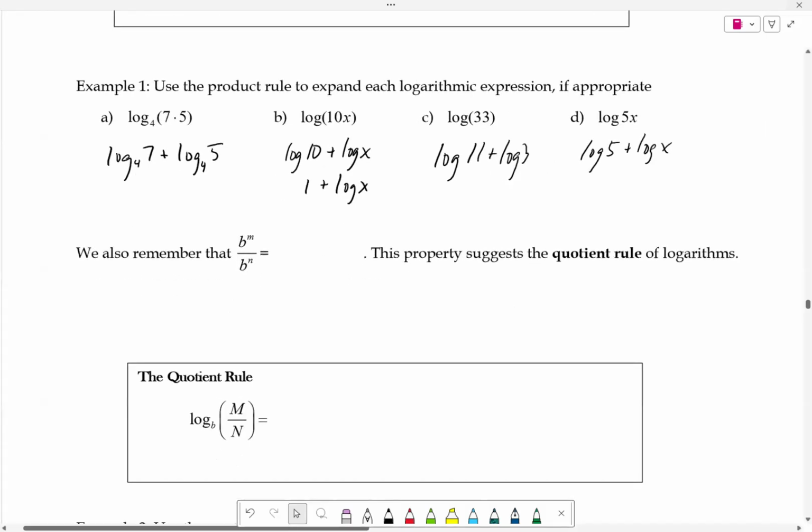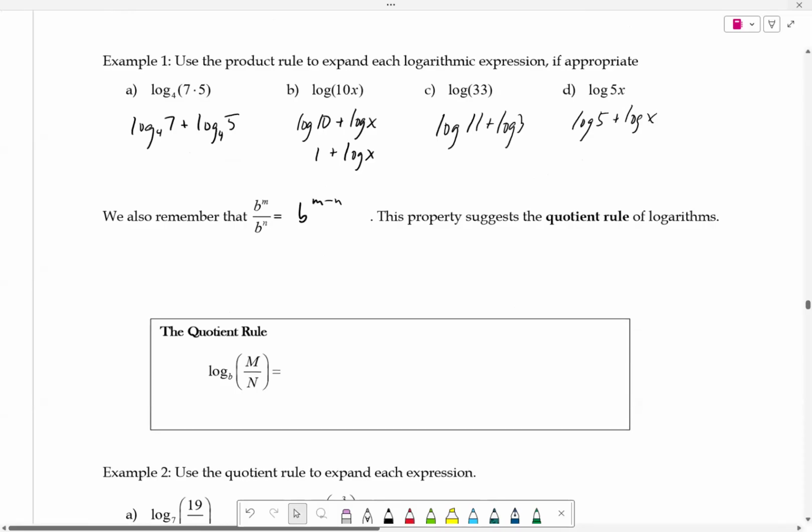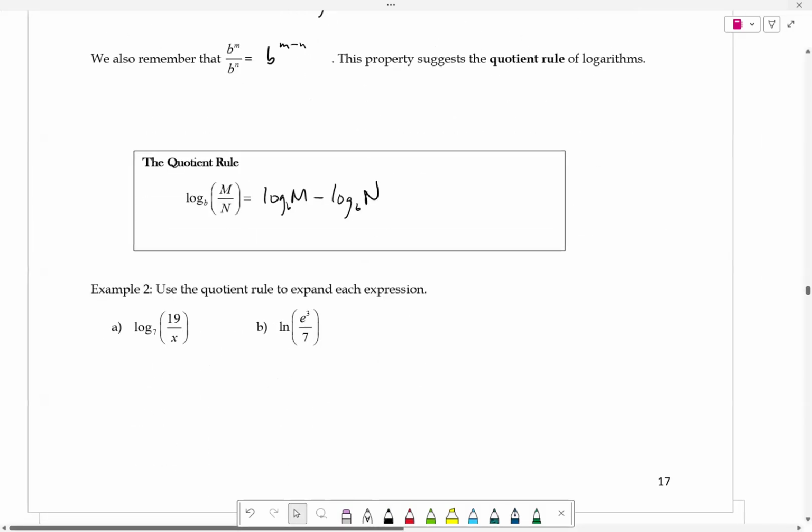We remember that b to the m power over b to the n power is equal to b to the m minus n. So this property suggests the quotient rule of logarithms, which tells us, do you already know what this is going to say? Log base b of m. Let's write an m there. Log base b of m minus log base b of n. So the second big property of logarithms is the quotient rule.